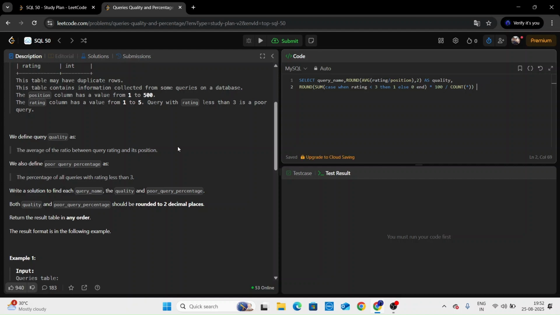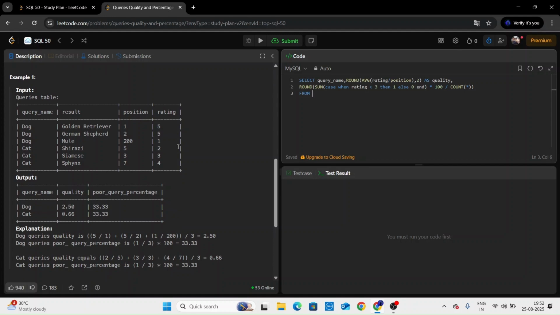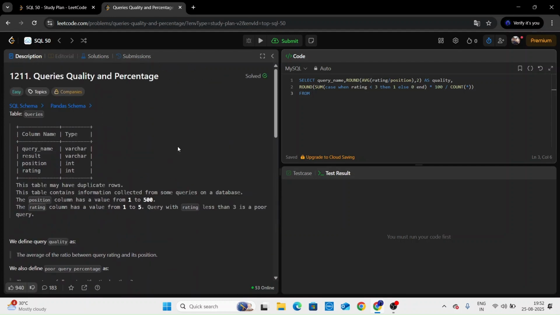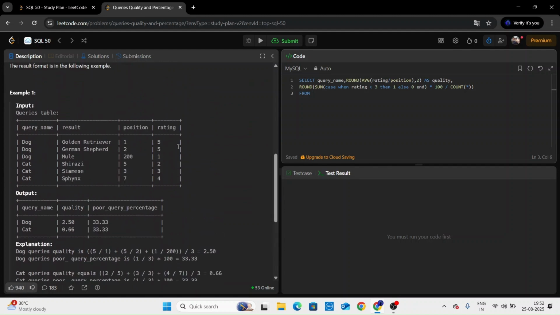Okay, count from, we can put it on the next line, from what table? Okay, what I'm doing, the queries table. Okay, from queries. And again I forgot to put the column name. Okay, poor query percentage.